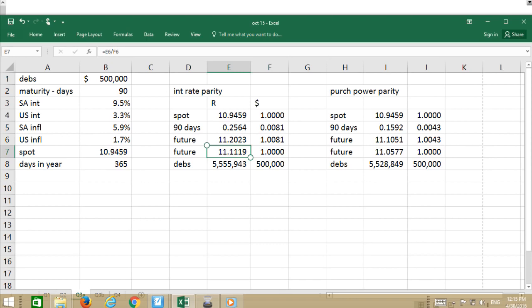So that was 4 marks. I don't know which one they expected you to use, the interest rate parity or the purchasing power parity. But as a rule, interest rate parity is more for the short term. Purchasing power parity is inflation, it's more long term. And this is only 90 days, so I would go with the short term, and I would say that's probably going to be the exchange rate in the short term, 11.1119 to 1, and the debentures then will be 555943. But I think in the exam I might just do both.